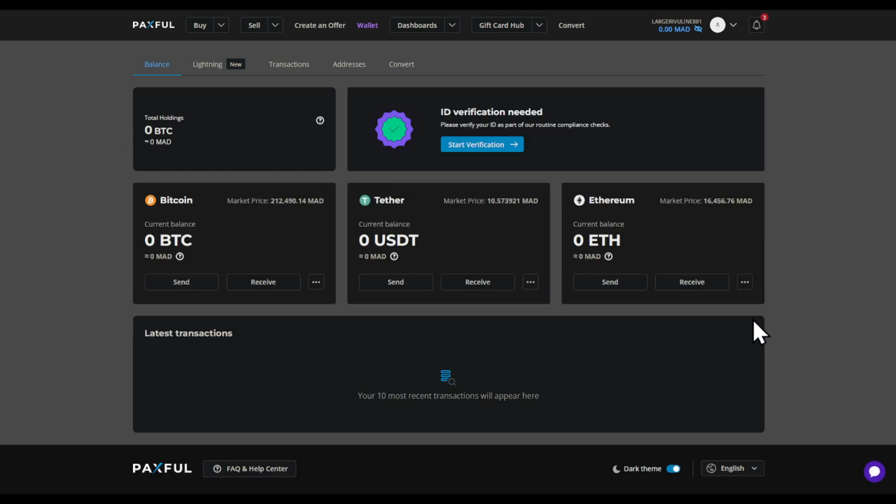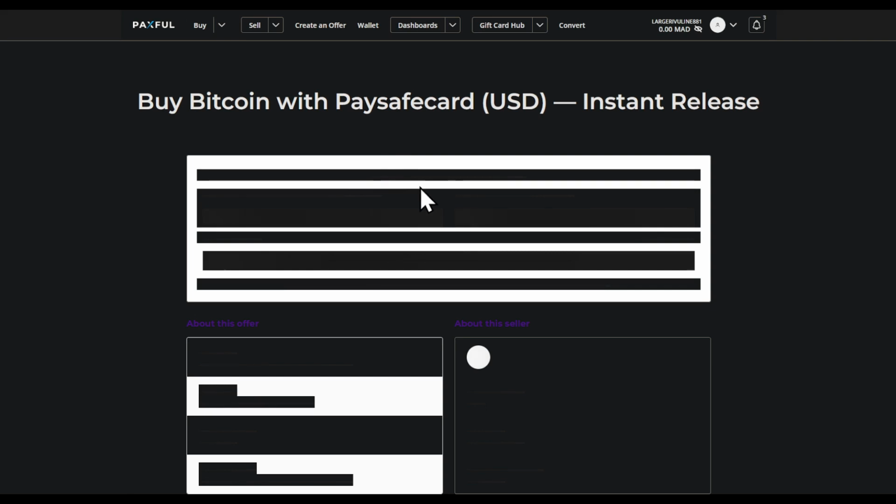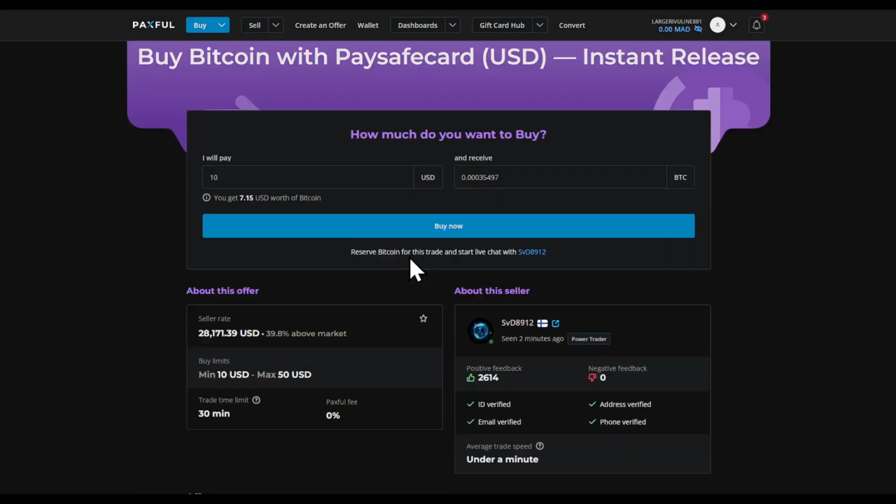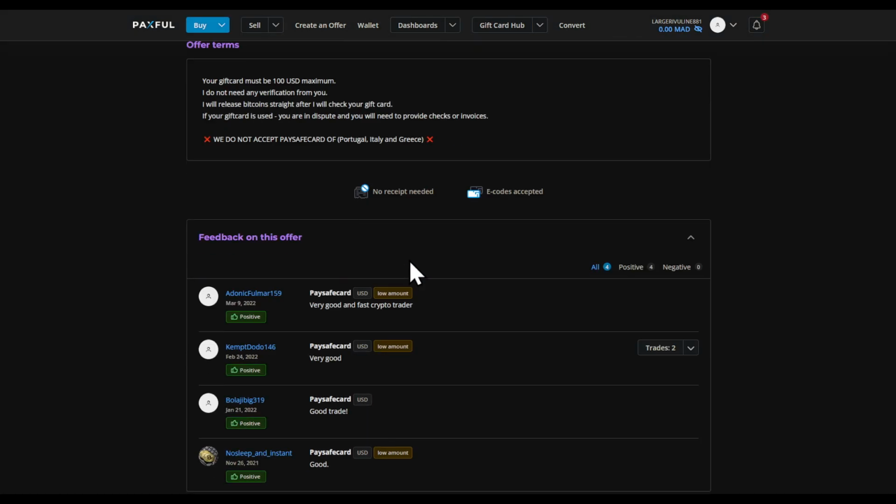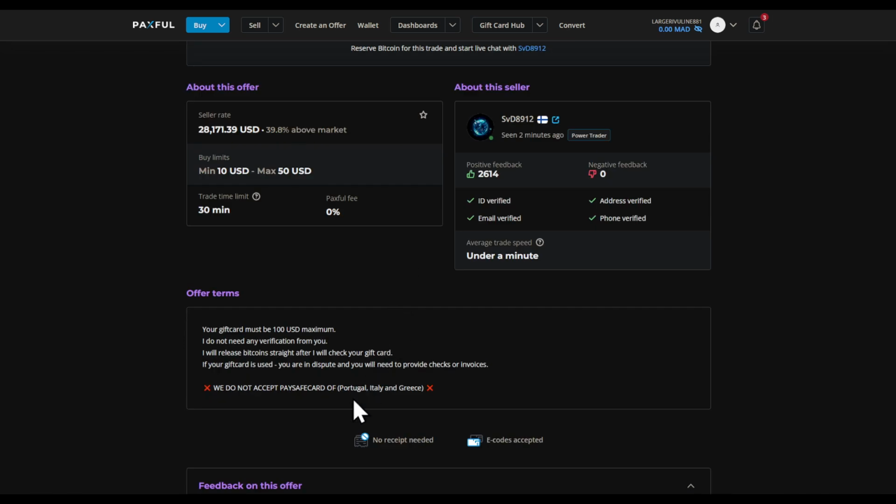As you can see right here, it's pretty simple. And also, make sure that you verify using ID, as you will be easily trusted by sellers. And your transactions will go through pretty well.